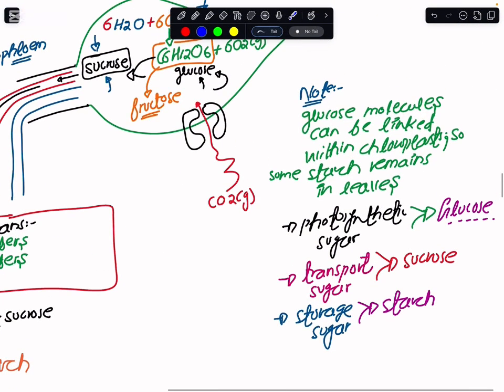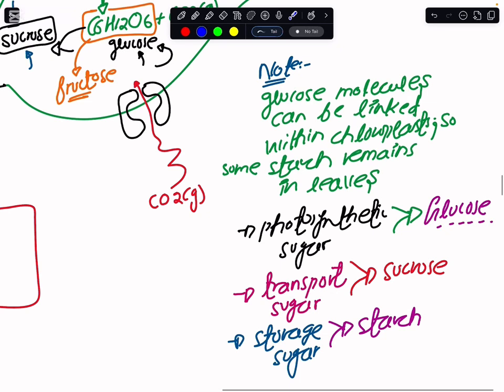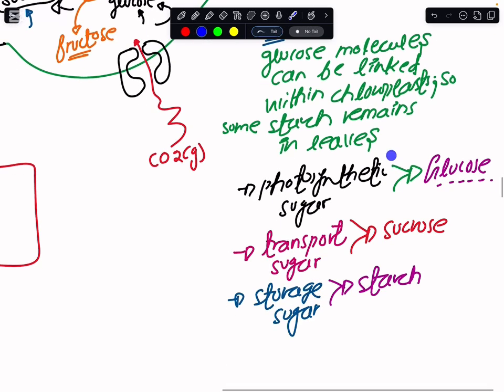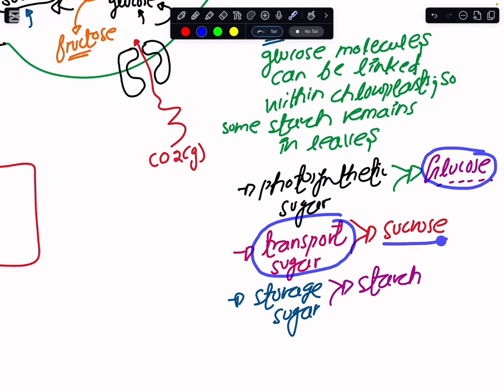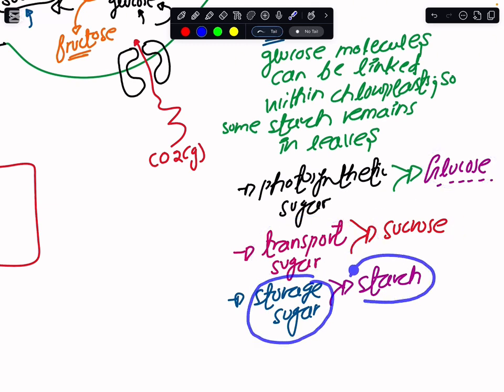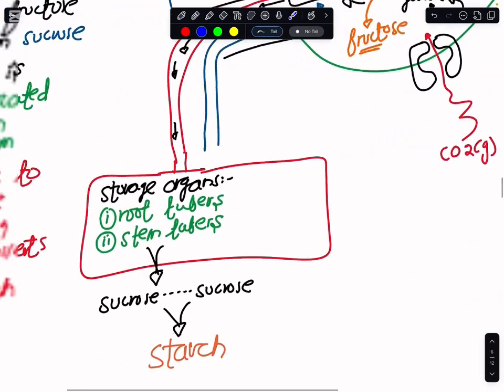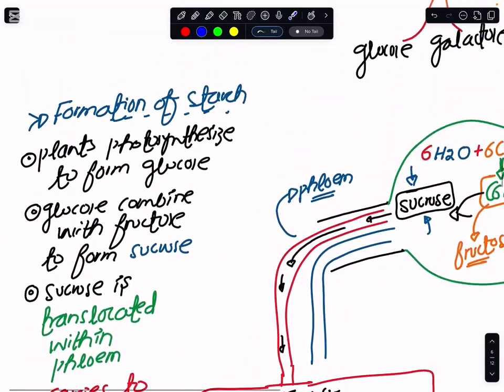From the paper point of view, what you must know is that the glucose molecules could also be linked within the chloroplast, and over there some of the starch could also be available. But most of the glucose, in the form of sucrose, by combining the glucose with the fructose, we take toward the storage organ. So you know that the sugar that we make out of photosynthesis is glucose. The sugar in the form in which it is transported is sucrose. And the sugar that is stored within the plant is entitled as the starch. So this is all about how the starch could be formed.